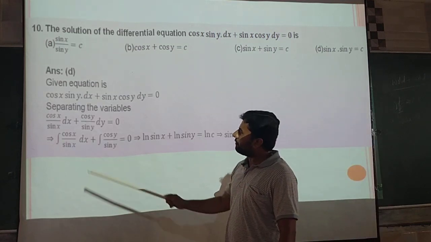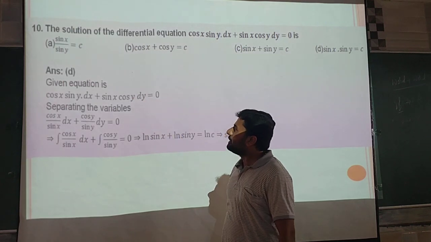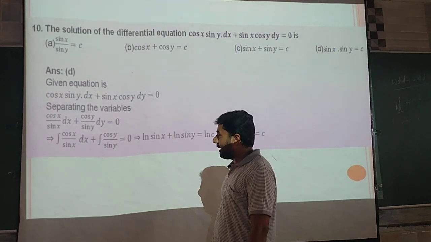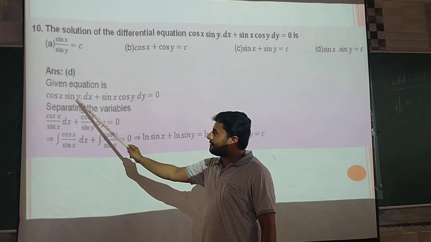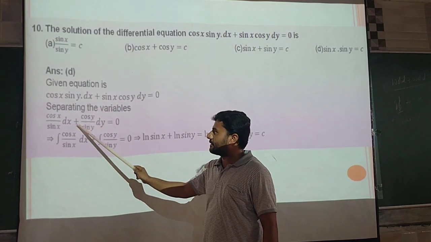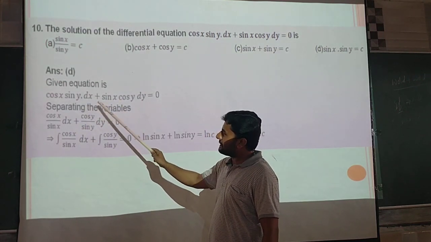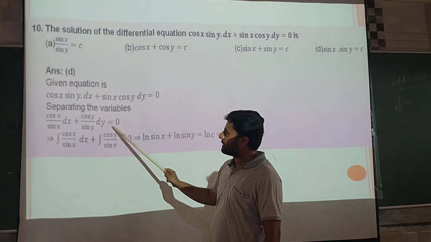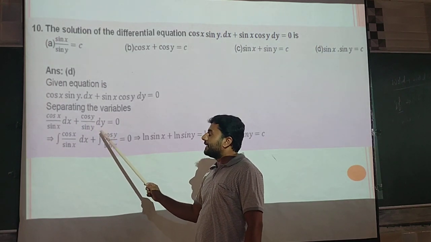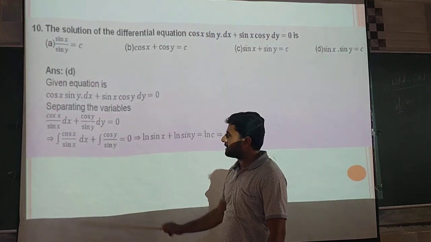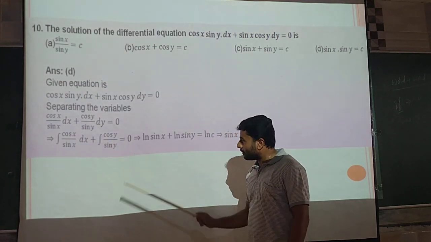So here sin y cos x dx as it is, plus sin x into cos y into dy is also the same. To separate the variables, we divide by sin y and sin x. Dividing by sin y and sin x, they get cancelled, remaining cos x by sin x into dx plus, here sin x gets cancelled, remaining cos y by sin y with respect to y is equal to 0. Here also the variables are separated. Then applying integration on both sides, integrate cos x by sin x dx plus integrate cos y by sin y dy is equal to 0.